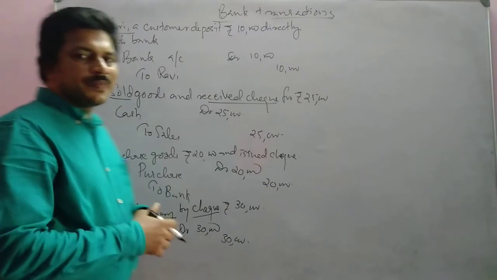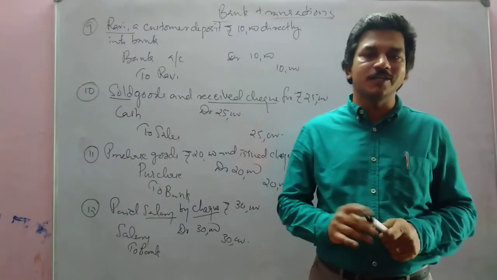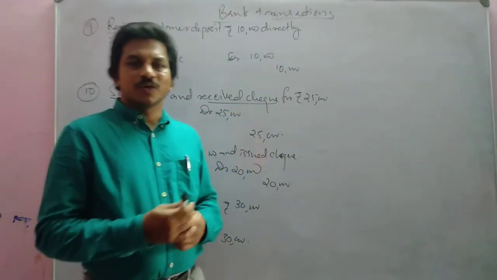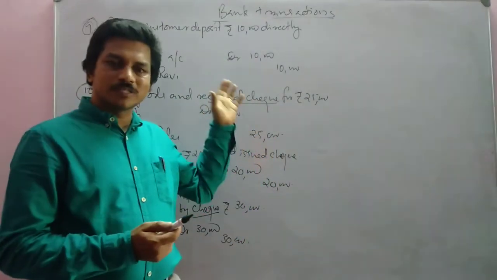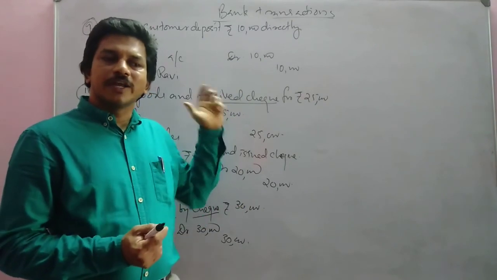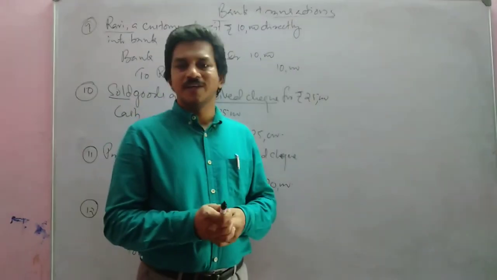Is it clear? So we have discussed around a dozen journal entries related to bank transactions. I hope all of you have understood that, and you have to see that once again, write the notes, and find such problems from your reference book and solve them. Okay? Thank you.